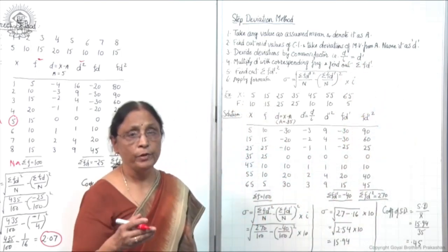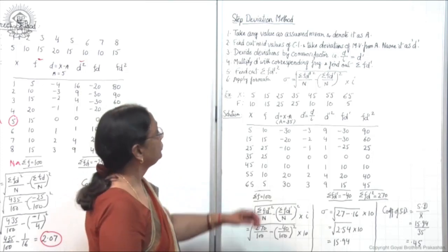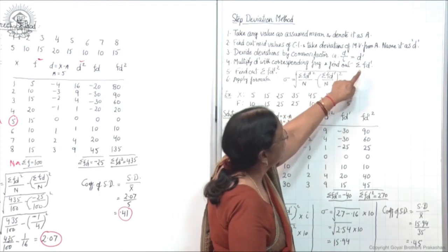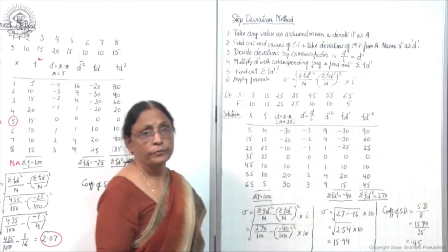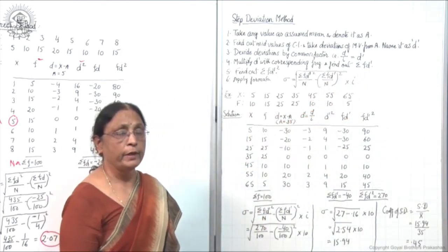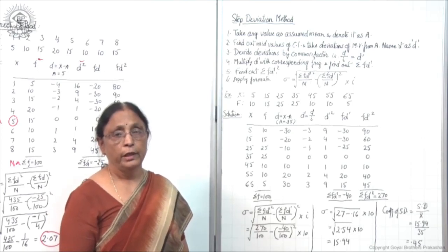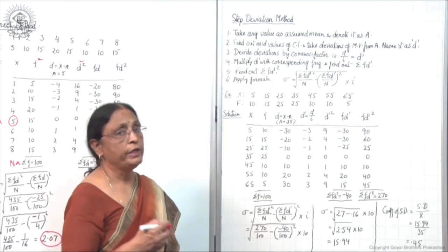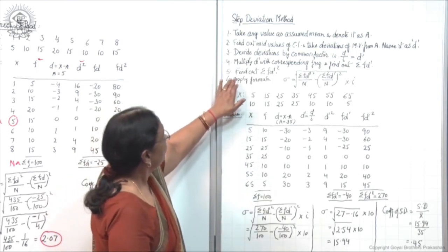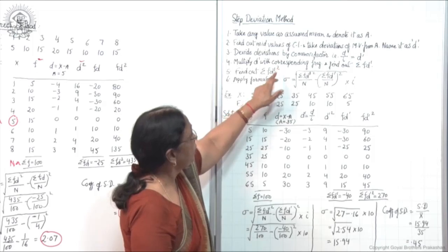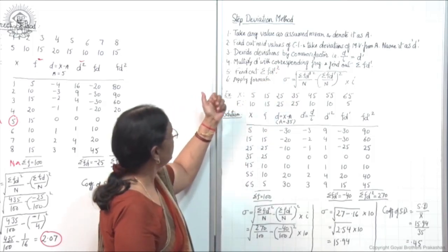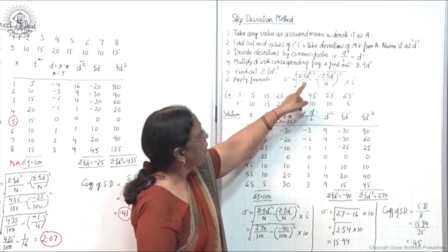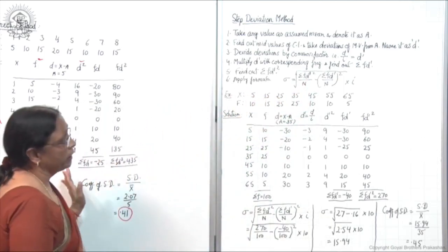So, divided by common factor, common class interval. Multiply D dash with corresponding frequency, and when you do the total of that column, you get sigma f D dash. Find out sigma f D dash square as you have done in the previous example. Then apply the formula.